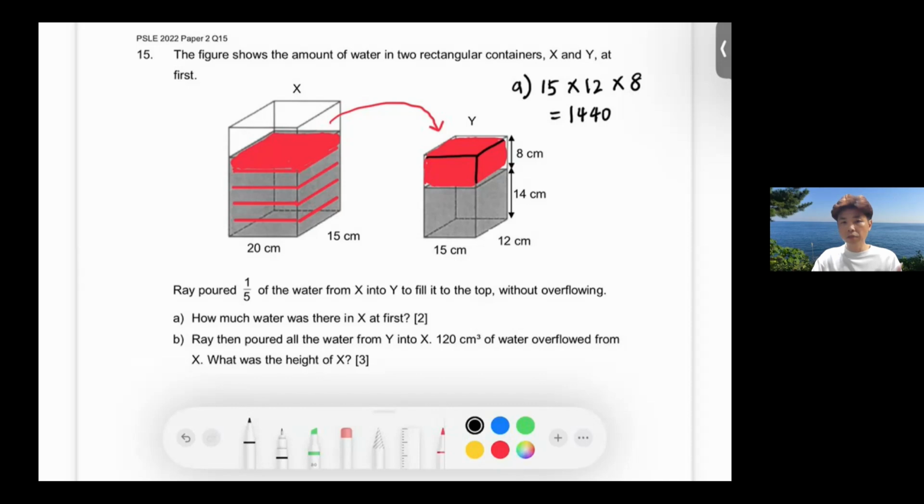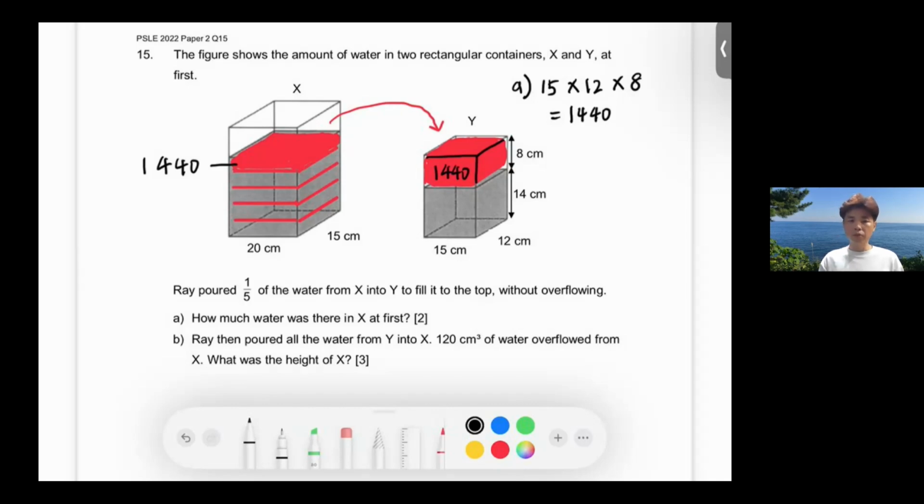And we will get 1,440 cubic centimeters. So this is where the 1,440 cubic centimeters of water is. And since it was poured from X, the red shaded part in X is also 1,440 cubic centimeters.